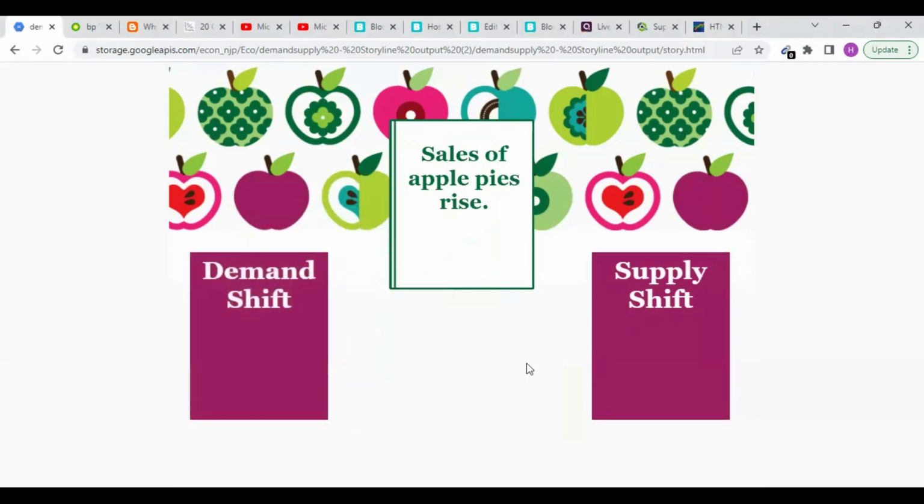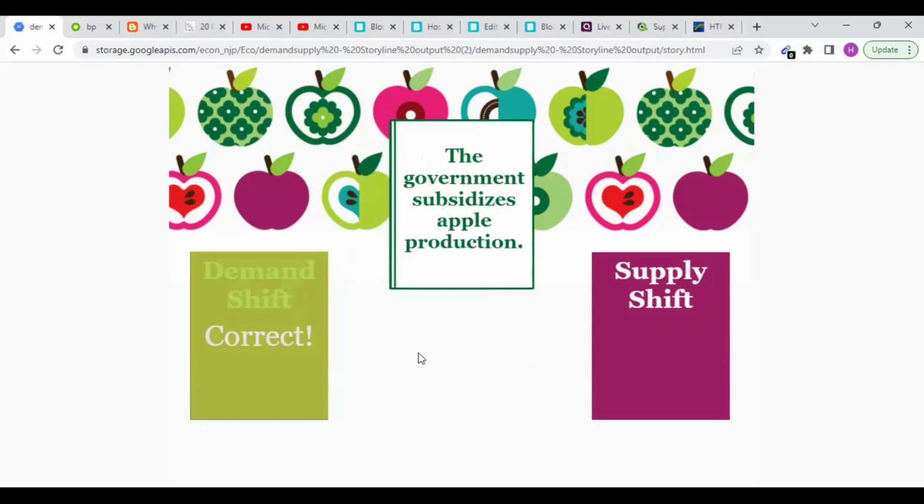Then sales of apple pies rise. What would this cause? Demand shift as well. Then the government subsidizes apple production. What would this cause? Supply.